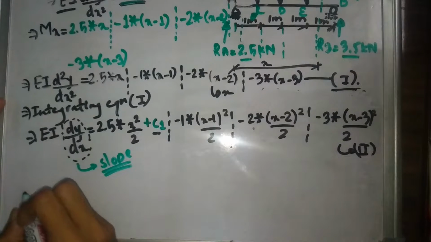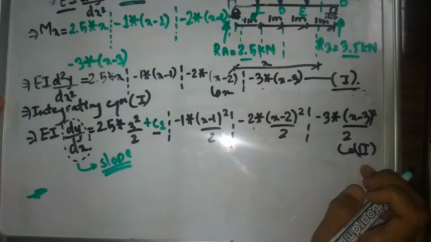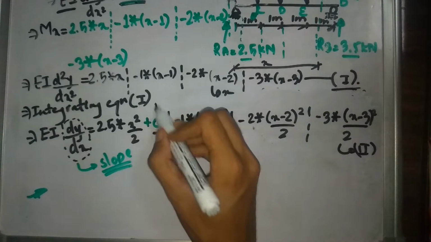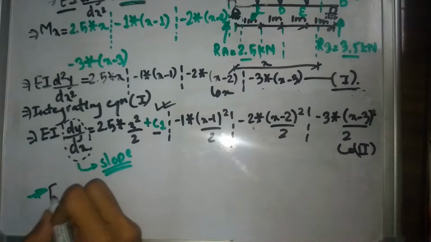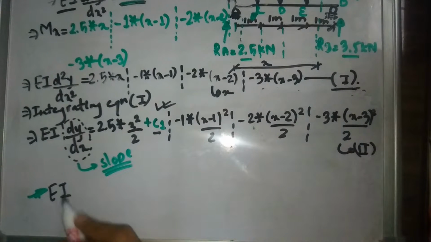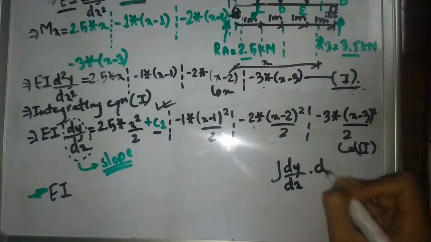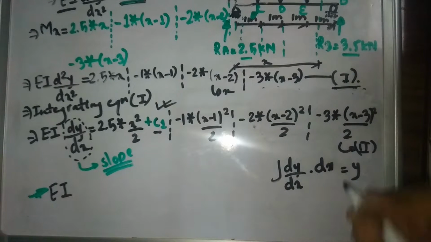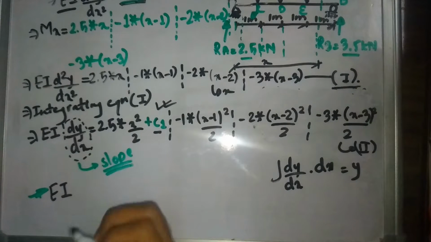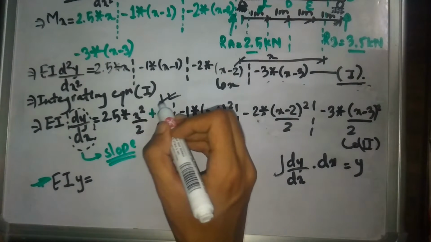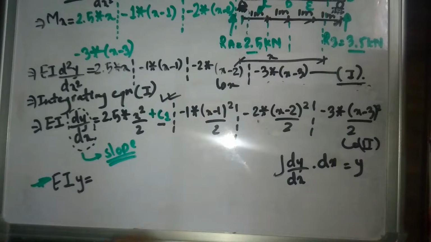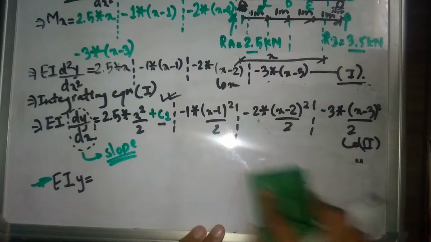Next, we are going to integrate our equation 2 one more time. As you can see here, we did our first integration, and now we are doing our second integration. So we integrate dy by dx with respect to x, dy by dx dx, and it's going to be y. So EI y equals, as you can see over here, firstly we completed our first integration, now we're doing our second integration. Since we are going to integrate two times in this equation, this method is called the double integration method. So now we'll complete our integration.